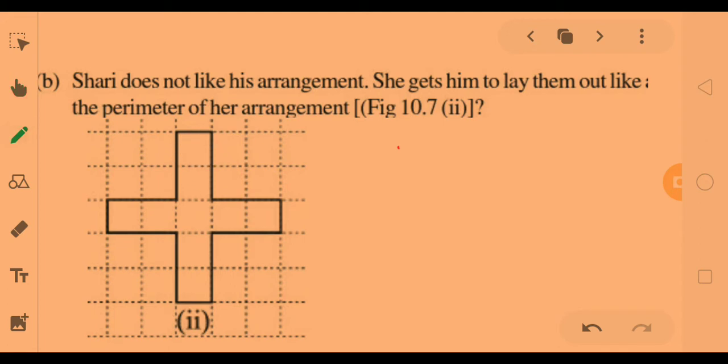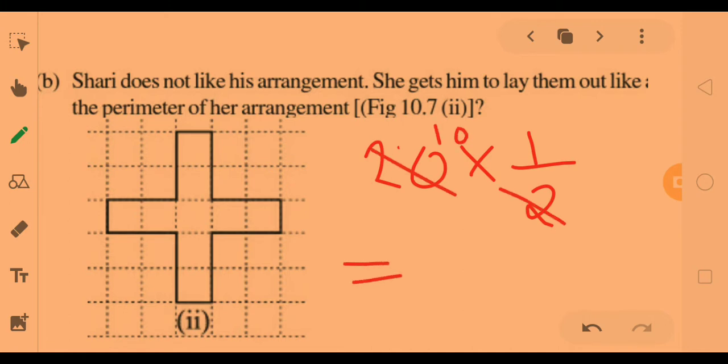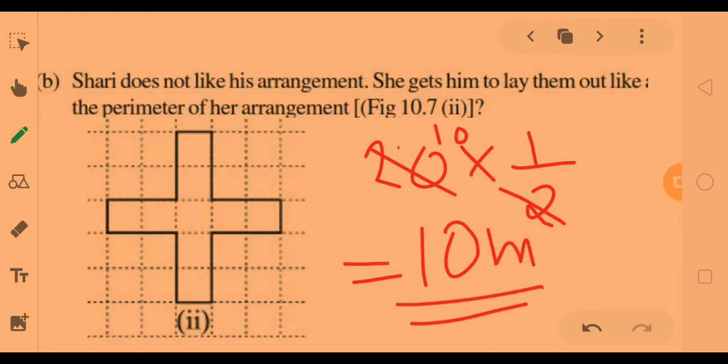So there are 20 edges, each having half meter. So what is the perimeter? 20 times half meter. 2 into 10 is 20, so 10 times. So finally we get 10 meter as the perimeter of this particular cross arrangement. So this is how we calculate the perimeter.